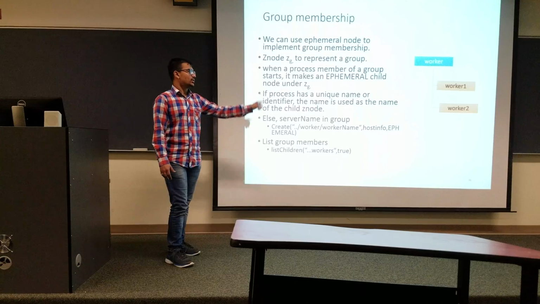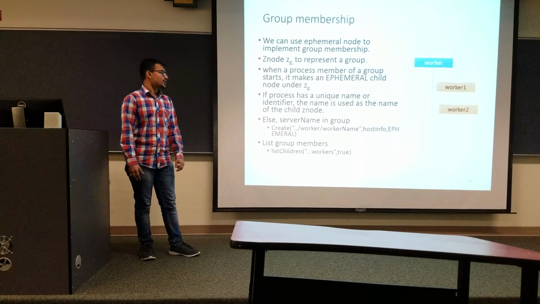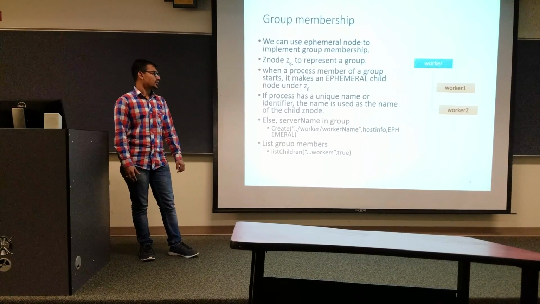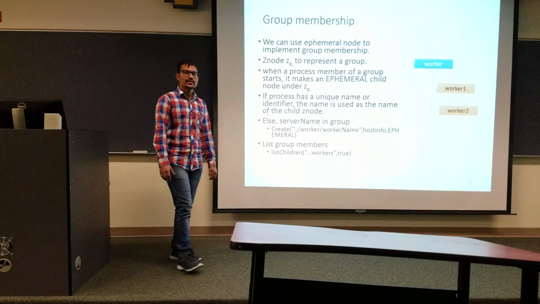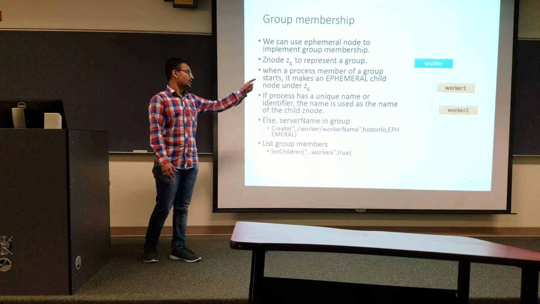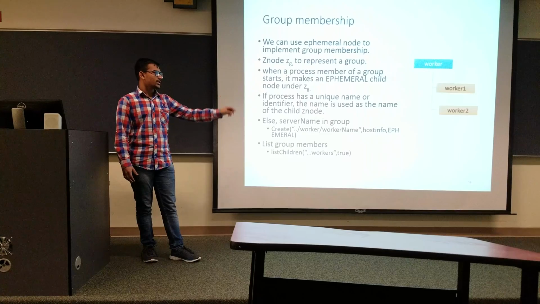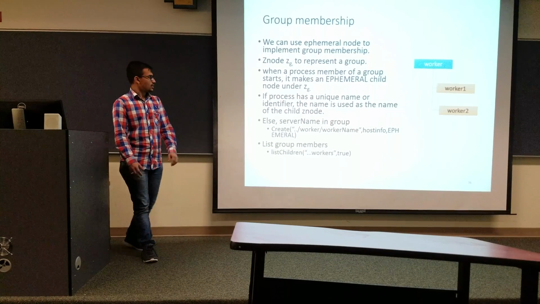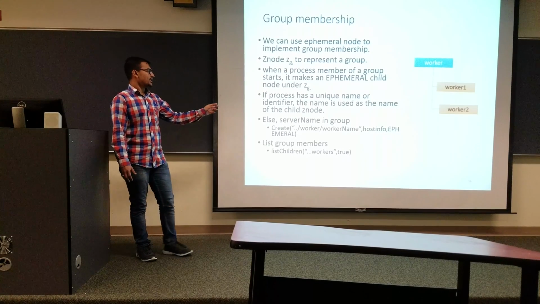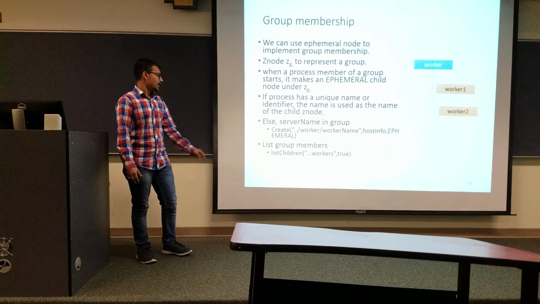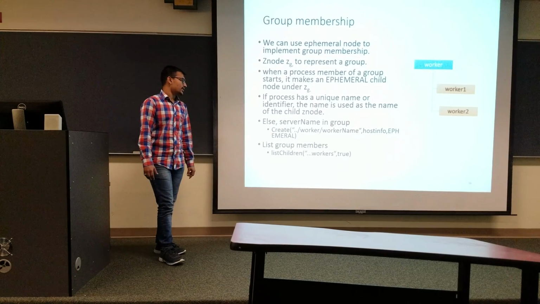It's an ephemeral node. If a process has a unique name or identifier, the name is used as the name of the child Z node. Like the same, worker 1 and worker 2 have the same identifier name as the server name in the group. This is the API of the group members and the server name.